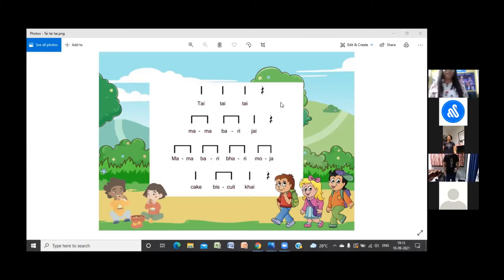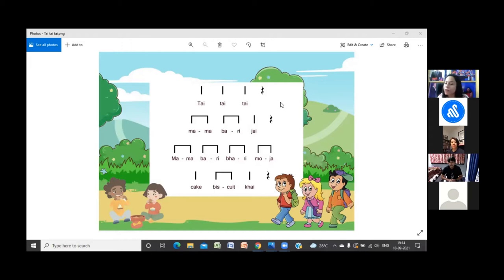So now, see, it did three things together: keeping beat, keeping pulses, and also we focus on our movements. Can we just interact with each other with this song? Of course, the term mama means uncle. In India, the term mama means uncle. My mother's brother. We call him mama.